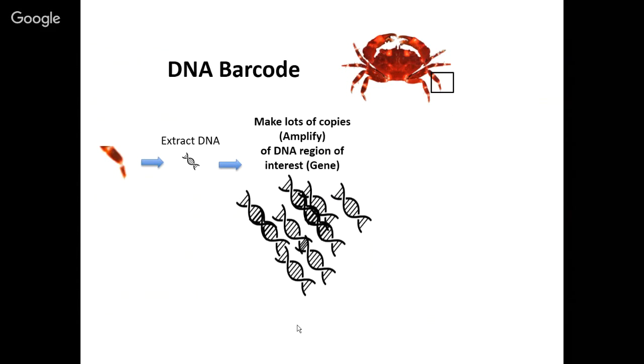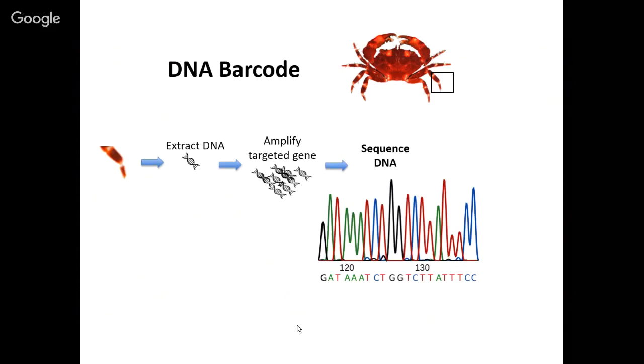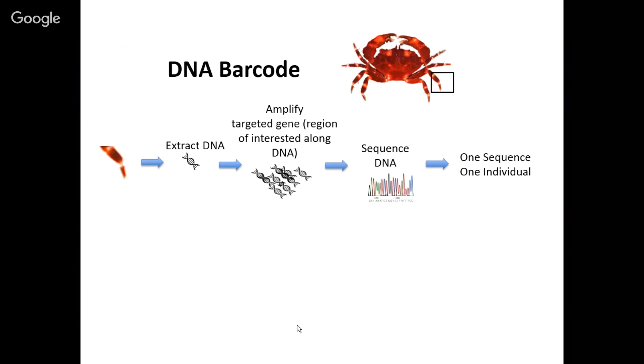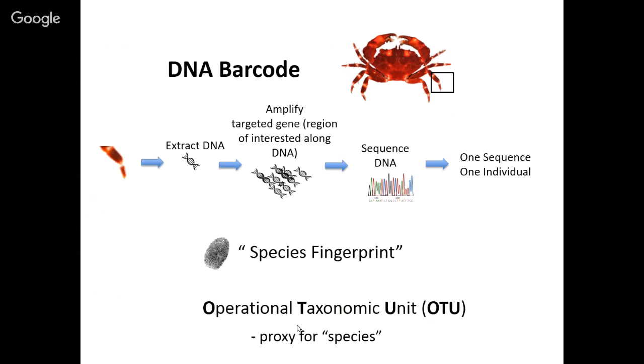When you extract the DNA, after you do that, you need to make lots and lots of copies of the DNA. And you need lots of copies in order to get this sequence. And this is the code I had just mentioned. This is a unique code that's directly to that crab. You get one sequence for one individual. And once you have that sequence, you essentially get a species fingerprint. Or it's also called an operational taxonomic unit, which is a proxy for species, and it's called an OTU.